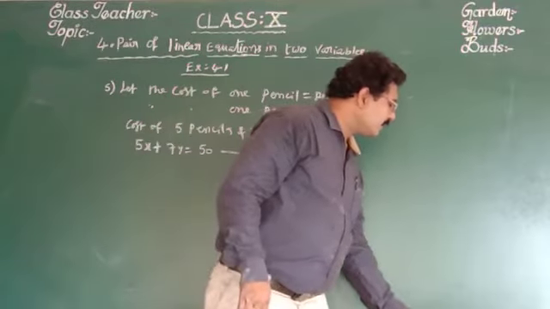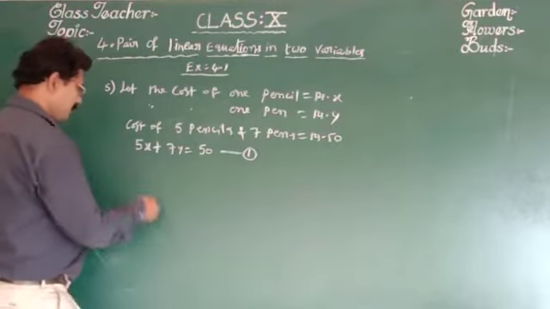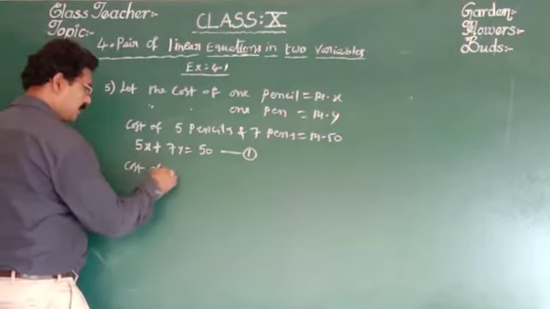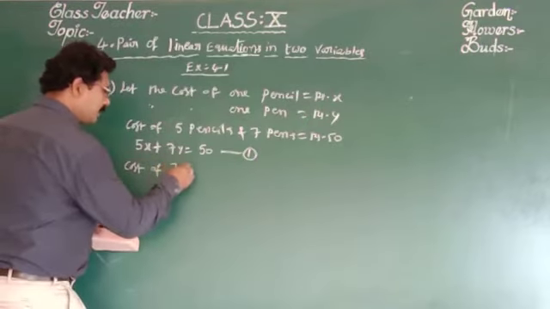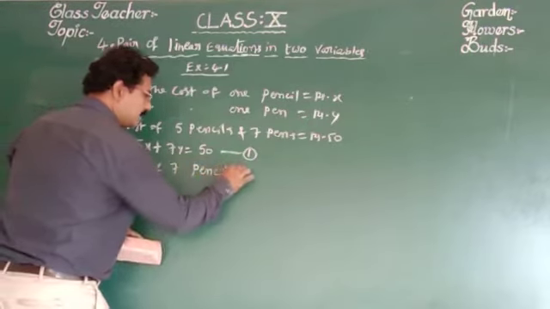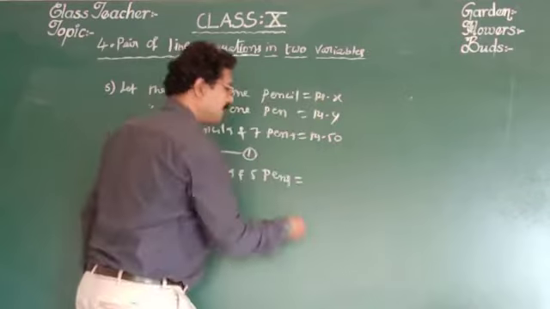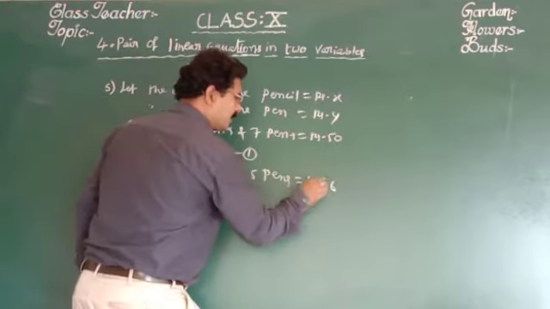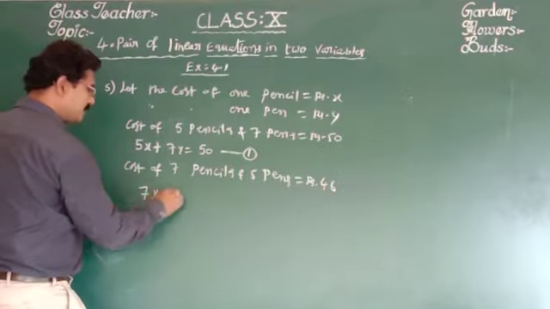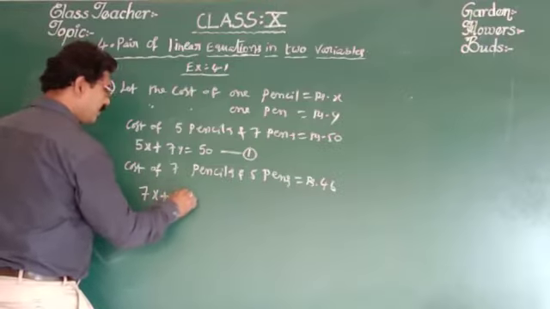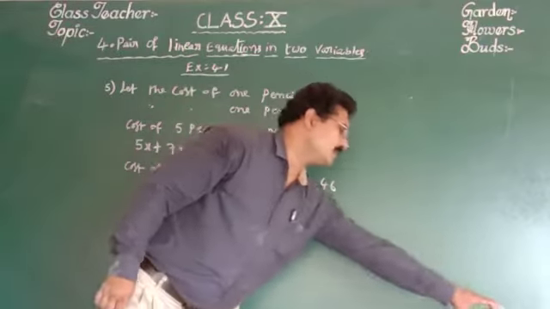Another hint given by the problem: 7 pencils and 5 pens together cost 46 rupees. So the cost of 7 pencils and 5 pens together is 46 rupees. Therefore, 7 pencils is 7x plus 5 pens is 5y, is equal to 46. That is called equation number 2.